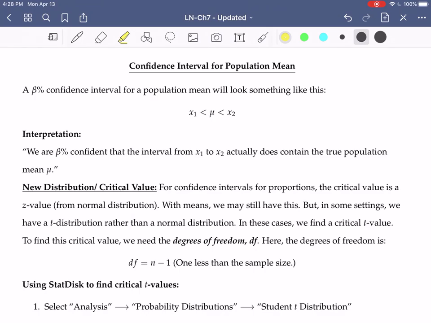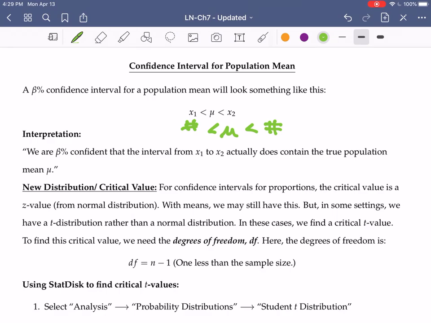What does it look like? So a beta % confidence interval for the population mean will look something like this. We're going to have x1 is less than mu is less than x2. That value of mu is the unknown population mean. You should imagine x1 and x2 will be actual numbers by the time you're all through with this. So you'll get a number is less than the mean is less than some other number.